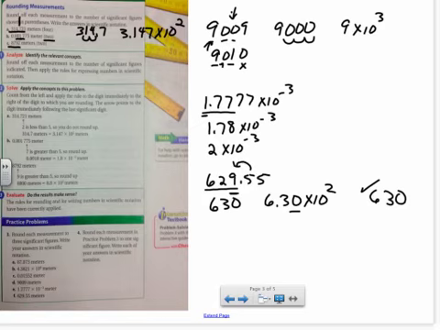If we want to round it off to 1, it's just going to be 600. As an exponent, 6 times 10 to the second. All right. That is the first 2 sections.